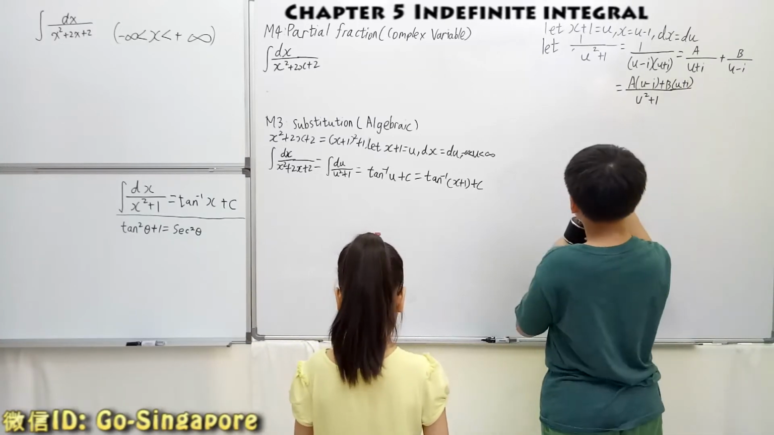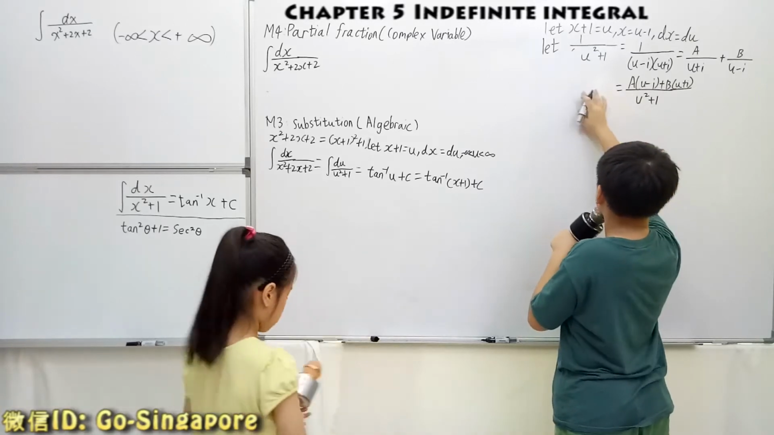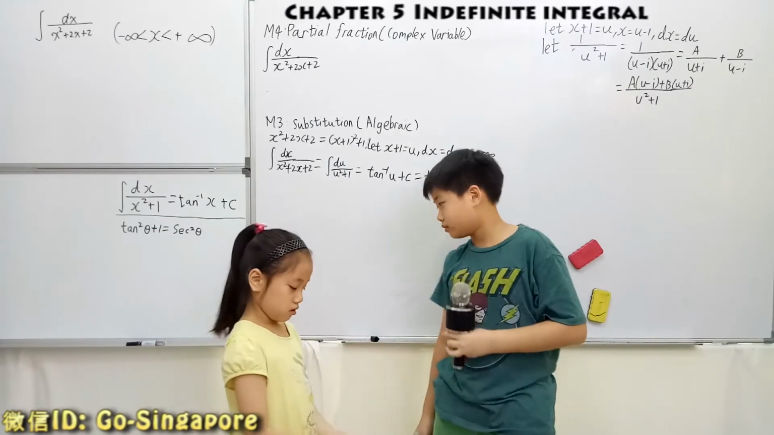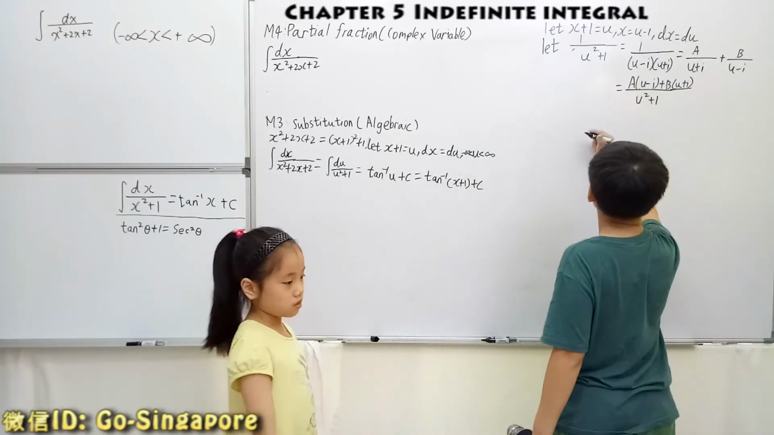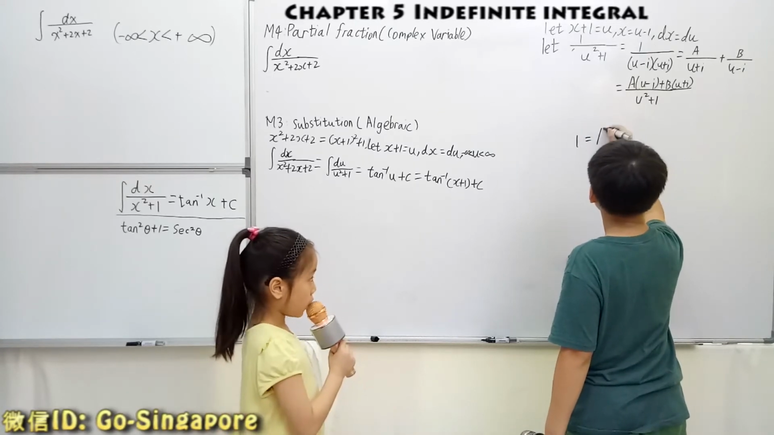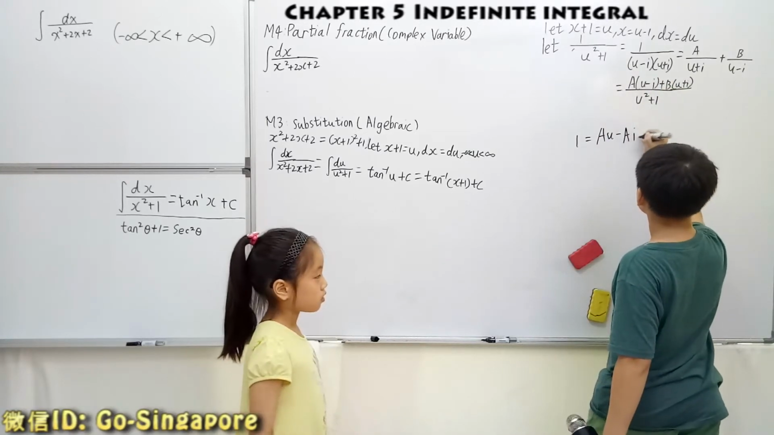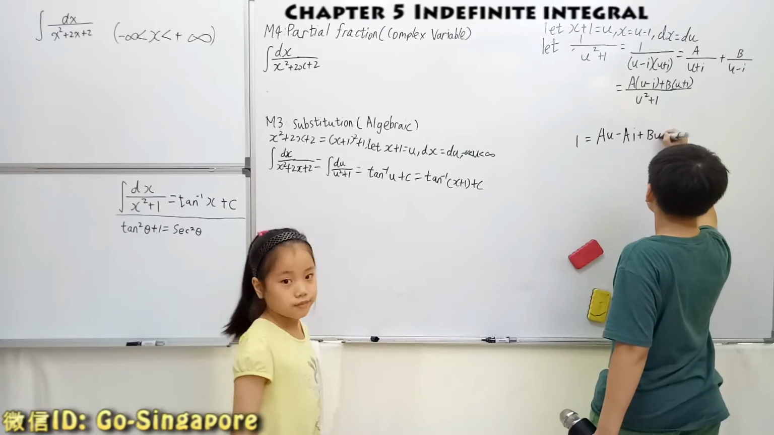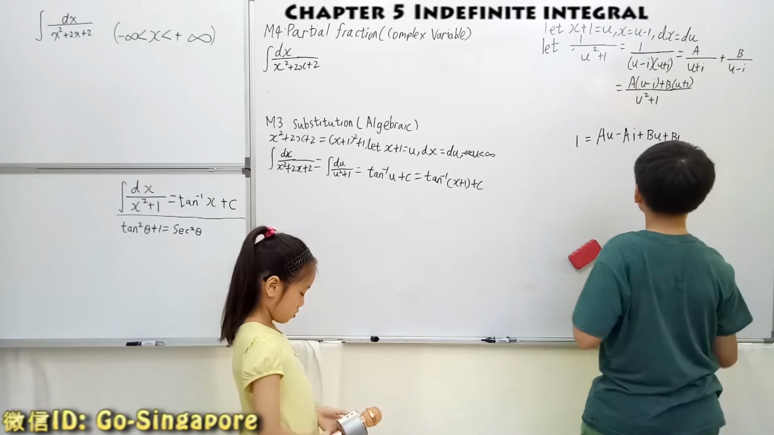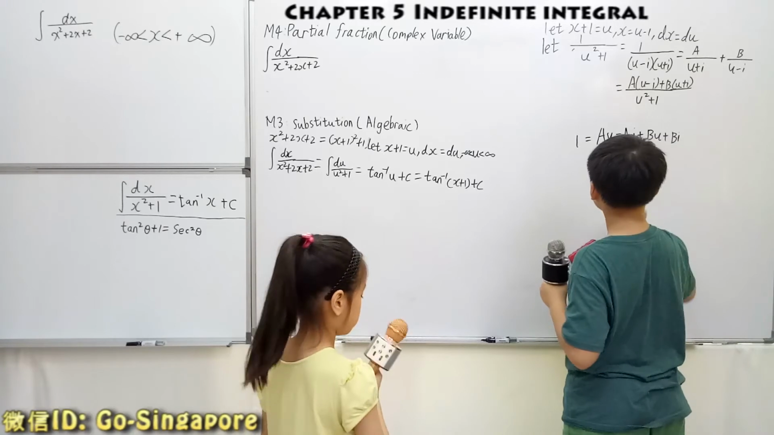Like this, right? Right. So on both sides you can times u squared plus 1. Can. Correct. And here we also can expand. Like this. Is that alright? Okay.